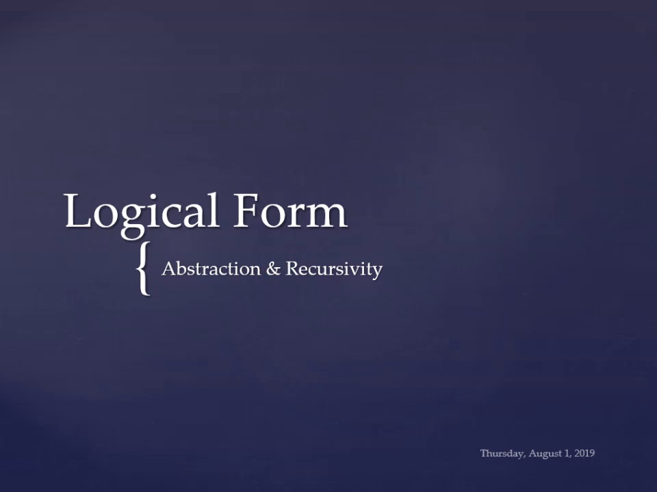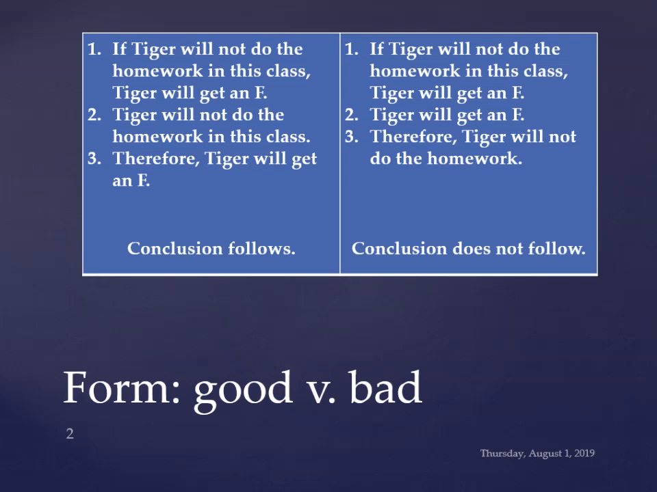And a nice little example to get us started here will be these two arguments. The one on the left says, if Tiger will not do the homework in this class, Tiger will get an F. And that is definitely true per the syllabus that I have put together. Premise 2, which I don't think is going to be true of anyone in this class, is that Tiger will not do the homework in this class. I don't think that's true in this class. I have hope for you all. But supposing it is true, it follows then logically that Tiger will get an F.